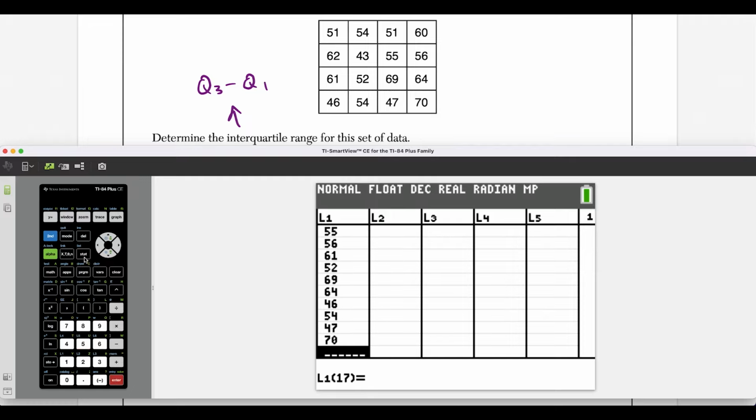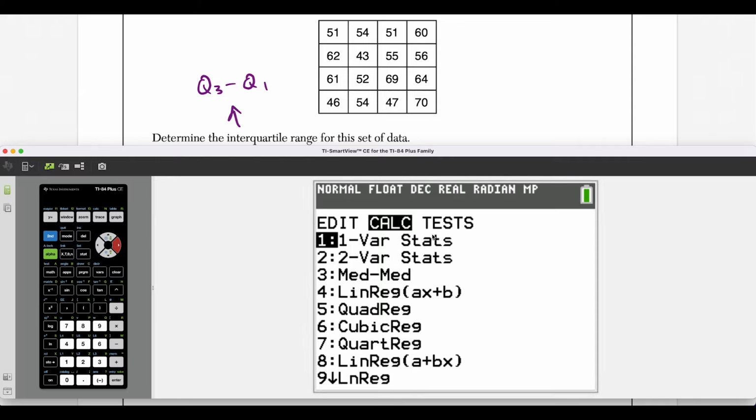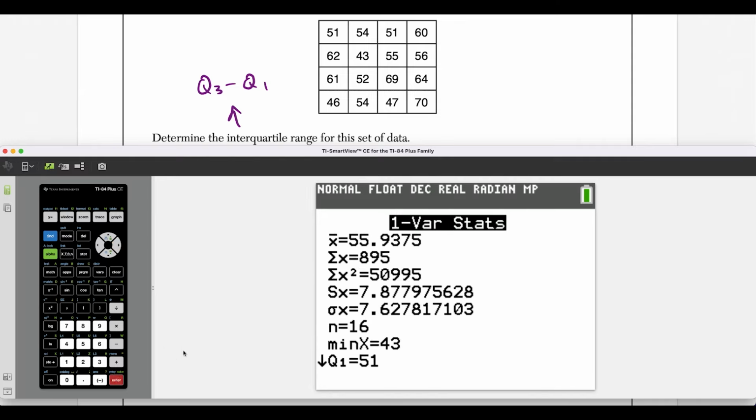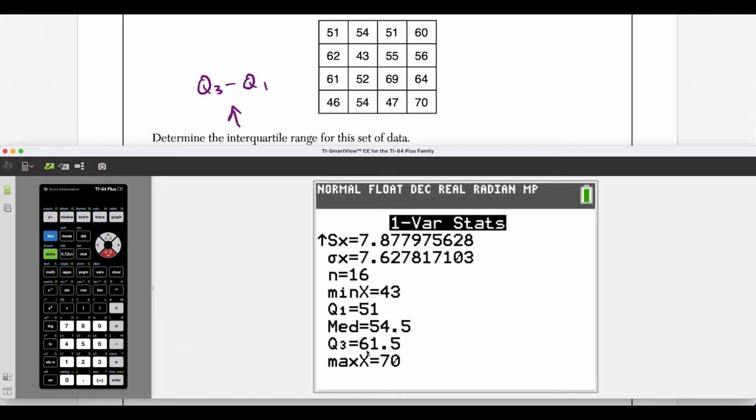Now once we've got this all typed in, we're going to press stat, and we're going to calculate, and this is single variable statistics because we just have one column of data, and this is going to tell us all the stuff we need to know. If we scroll down here, we have all this useful information. We have our minimum value, our first quartile, median, Q3, and our max value.